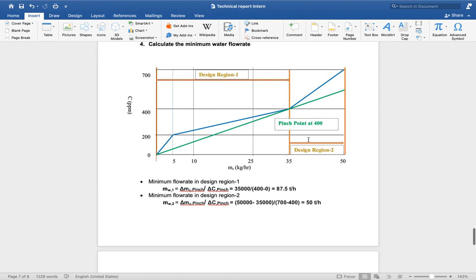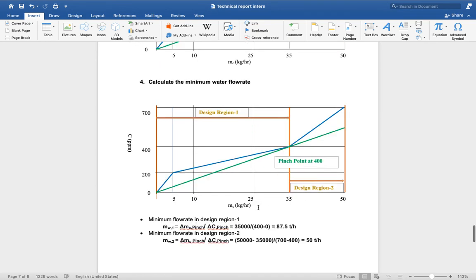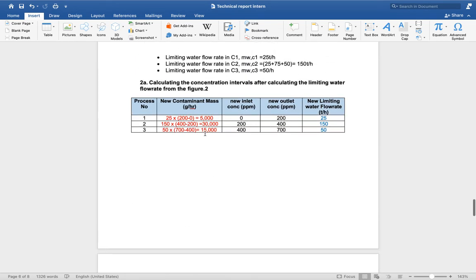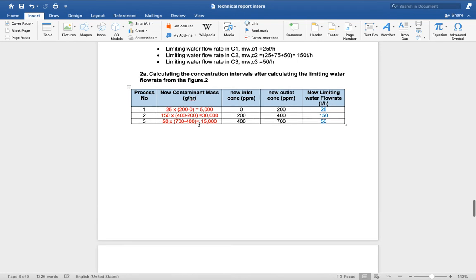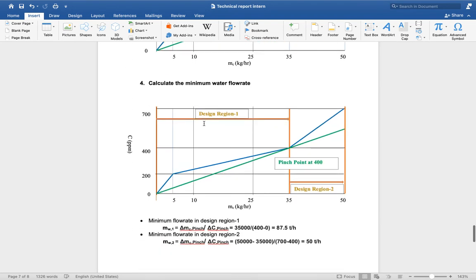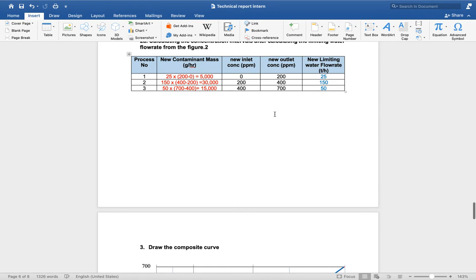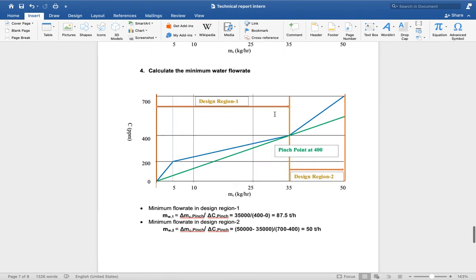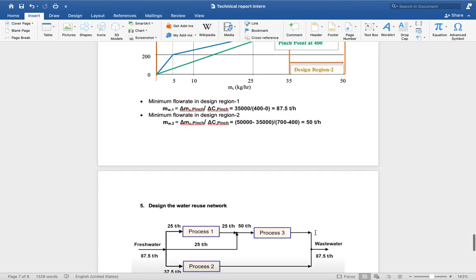When it comes to region 2, the overall total will include all three, and we minus, so that only the third one remains. We just have to do it only for the third one. So we minus the 3500, and divide by the flow rate, which will be 700 minus 400, so the total comes to 50 tons per hour here.